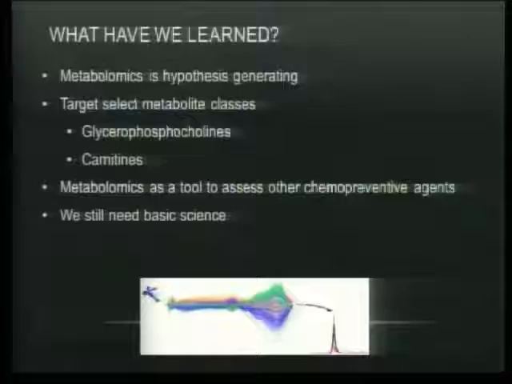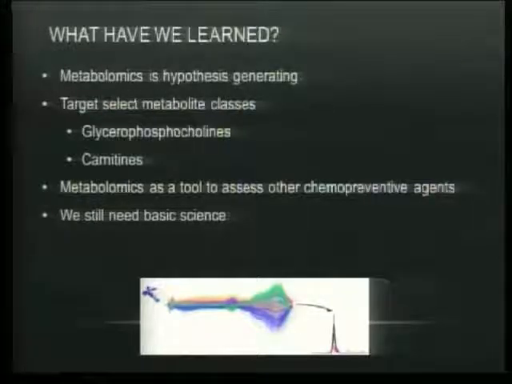And so what have we learned? Well, metabolomics is hypothesis generating. I think we saw a lot of changes that we wouldn't have guessed. In the future, we should target select metabolite classes, so those that changed with the change in cyclin D1, glycerylphosphocholines, and carnitines. Because the ultimate goal for studies like this is to have a circulating biomarker of what's happening in the tissue. And whether or not these are specific to changes in the tissue, I think that's worth further investigation.